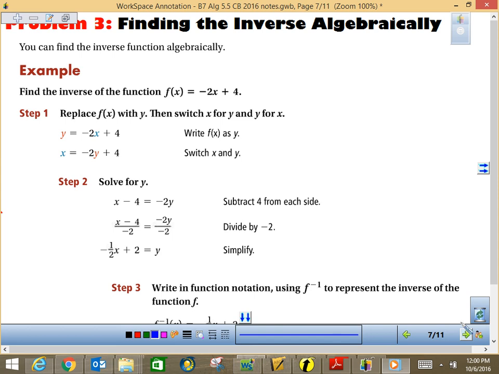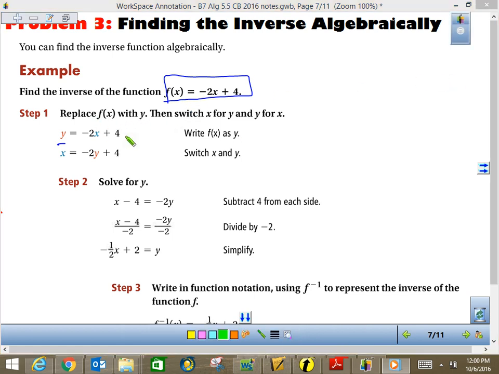You have questions 1 to 12, and it's going to give you a function, and this is what they were talking about in that video. We have this function f of x. The first thing you are going to do is you're going to rewrite it, and instead of f of x, you're going to replace the f of x with a y. So the first step is you'll go y equals negative 2x plus 4. Everything else stayed the same. The first thing you did was you replaced the f of x with a y.